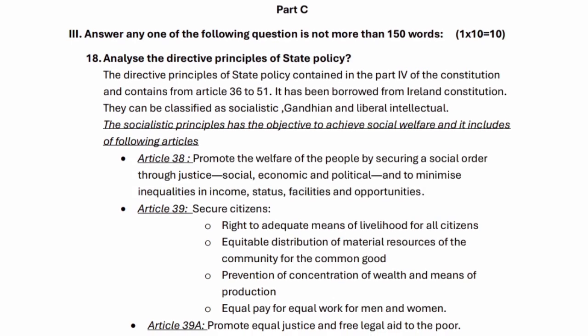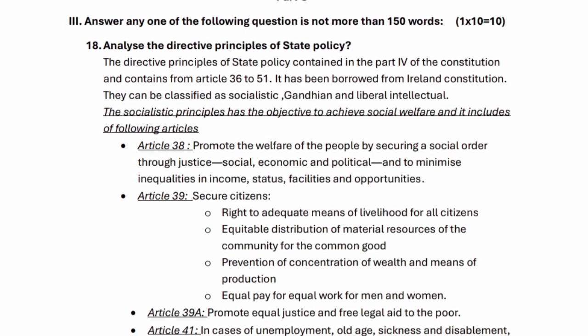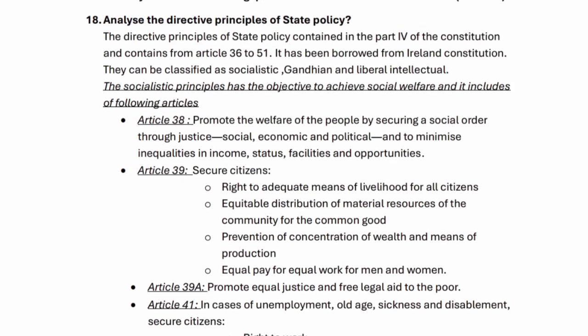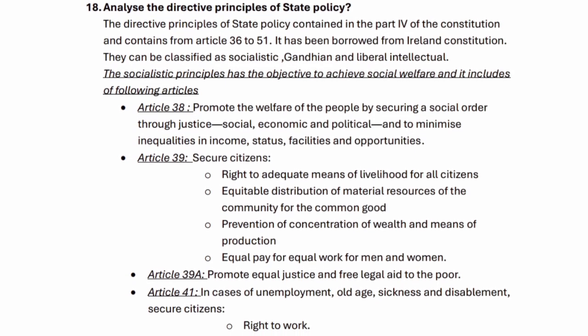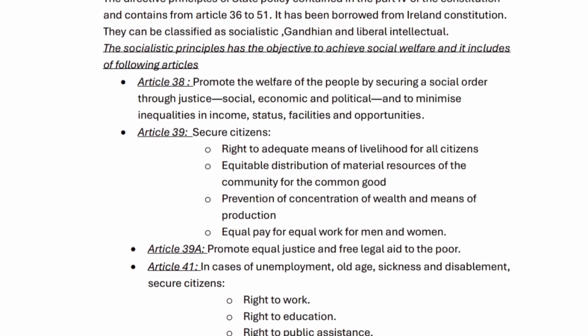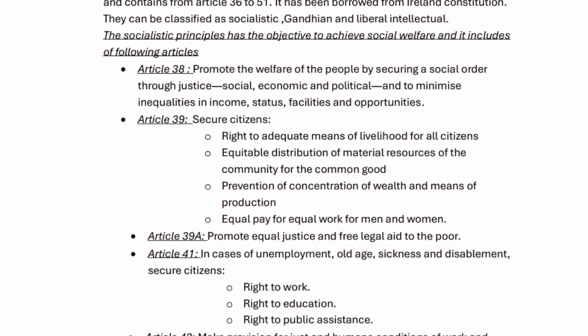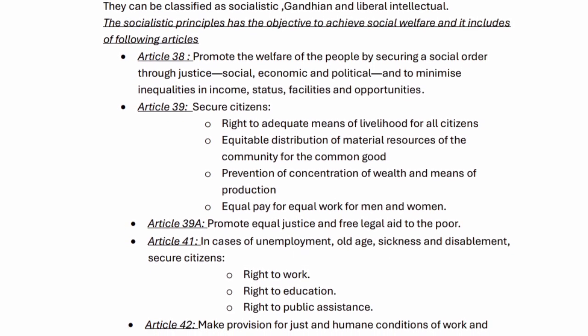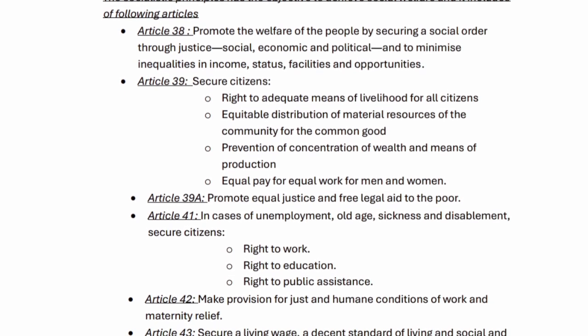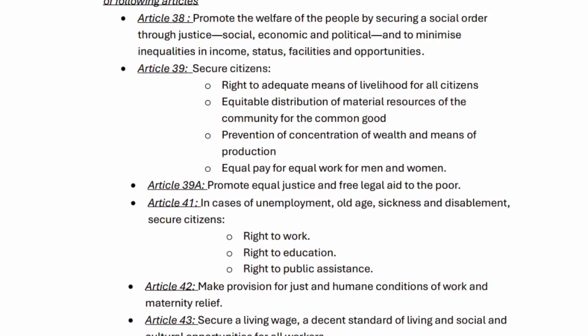The socialistic principles have the objective to achieve social welfare and include the following articles. Article 38. Promote the welfare of the people by securing a social order through justice, social, economic and political, and to minimize inequalities in income, status, facilities and opportunities. Article 39. Secure for citizens: the right to adequate means of livelihood for all citizens; equitable distribution of material resources of the community for the common good; prevention of concentration of wealth and means of production; equal pay for equal work for men and women. Article 39A. Promote equal justice and free legal aid to the poor.